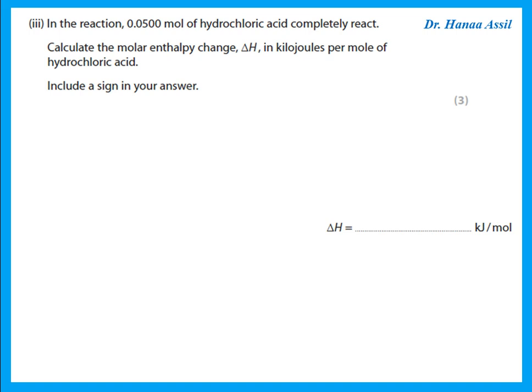In the reaction, 0.05 mole of hydrochloric acid completely reacts. Calculate the molar enthalpy change, which is delta H, and include a sign. How do we get delta H? You should know that delta H is Q over n. He already gave me Q, and he gave it to me in joules. It was 2,880 joules. I need it in kilojoules, so I need to divide that by 1,000. So it's 2.88. Divide by the number of moles, and that gives me a number.